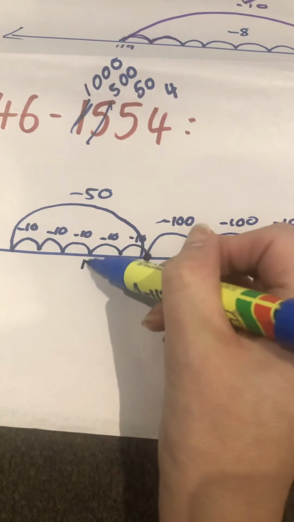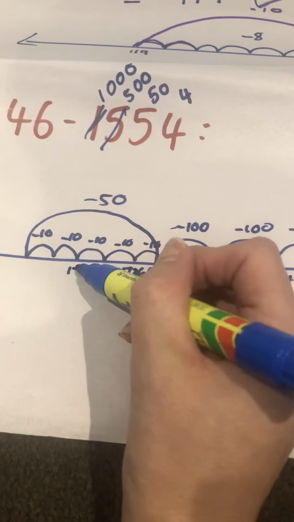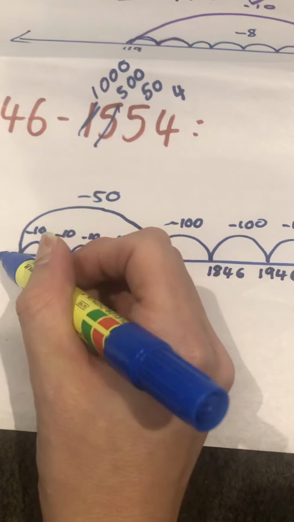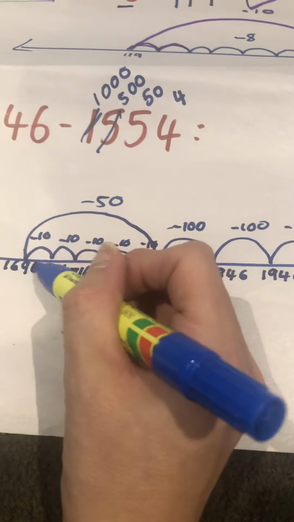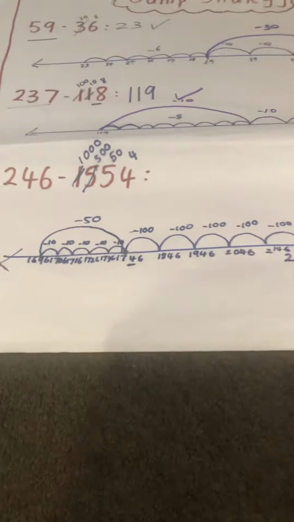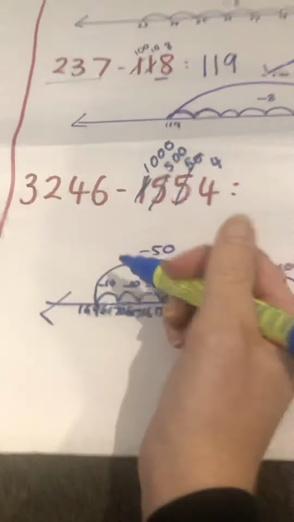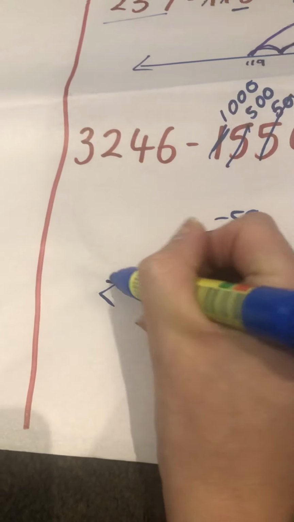1,736, 1,726, 1,716, 1,706, and then go 1,696. Okay, that's what we reached when we did our 50. And now we just need 4 singles. So 1, 2, 3, 4.